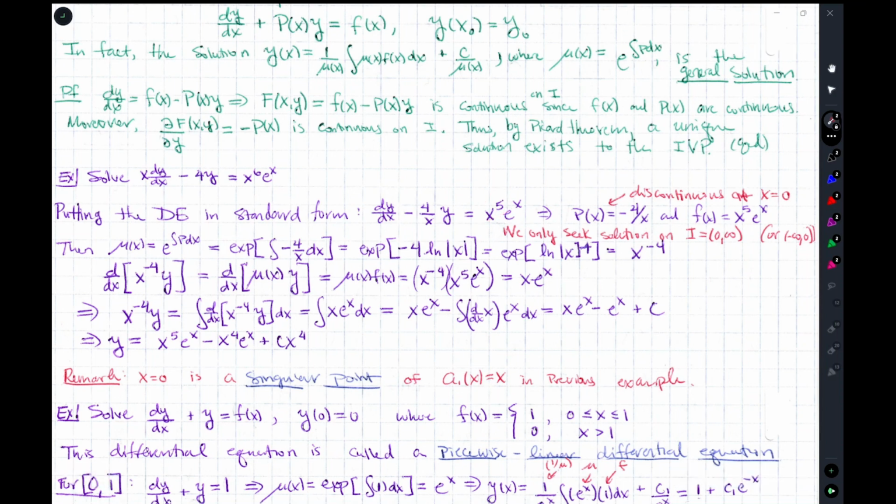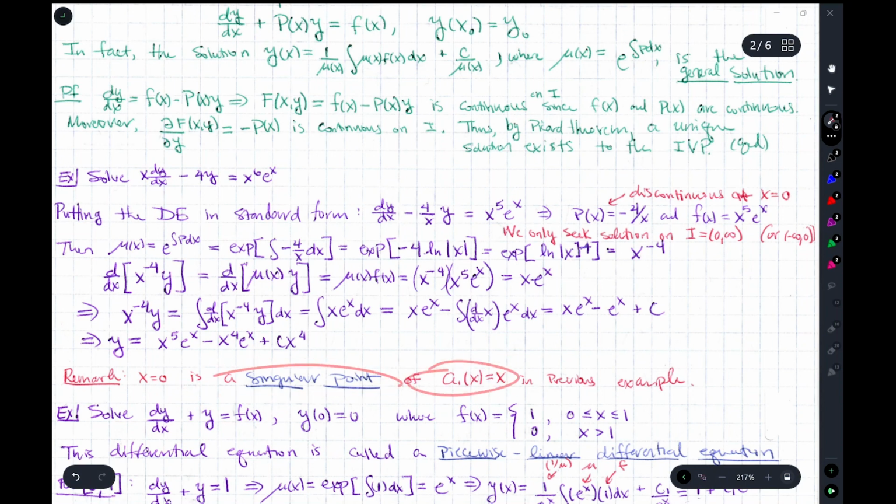Again, you have to be careful with dividing by x. Here x equals 0 is a singular point of a1(x). Why? Because a1(x) is 0 there. That's the point where, basically, we divided by this a1(x), and a1(x) equals 0 at x equals 0. And so we have to be careful there.